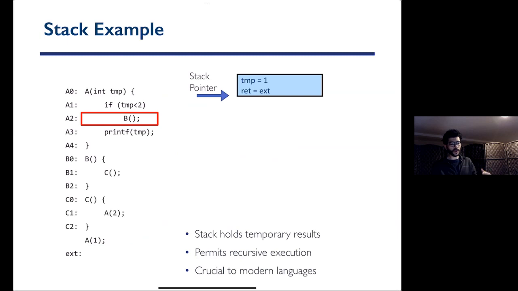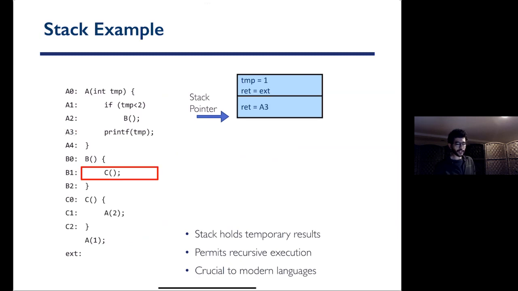Now we want to call function B. Right before we jump to B, we have to push stuff on the stack. So this B guy doesn't have any variable and doesn't have any input. So we don't need to push anything with that regard. But we still have to push the return address. So we want to say once we're done with B, we want to come back to this A3. So we push the return address A3 on the stack, and then we jump to function B.